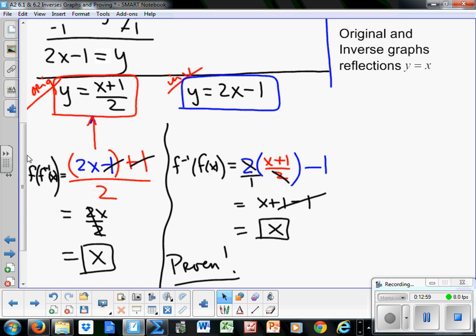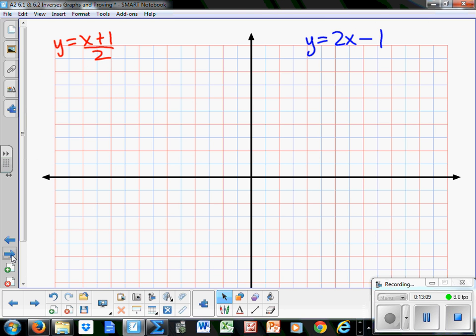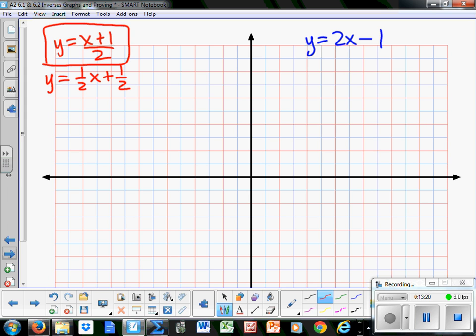And one last thing we're going to do with this is graph both the original and the inverse, and I want you to see the reflection thing. Okay, here we go. Here's my original. Again, I know most of you don't like that form, so I'm going to rewrite this: y equals 1/2 x plus 1/2. The whole idea here is just a little bit of algebra. This is the same thing as x over 2, which is the same thing as 1/2 times x. Half of x is the same thing as x being divided by 2. And then I did plus 1/2, because it's just the 1 over the 2.